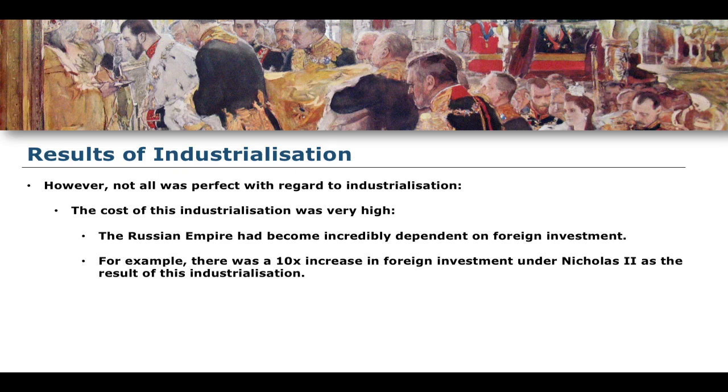In terms of some statistics, therefore, for example, there was a 10 times increase in foreign investment under Nicholas II as the result of these industrialization projects. So we can see that there's some pros and some cons to the industrialization process that we see. We see that industrialization clearly happened, and that industrialization clearly led to stronger economic growth in the same sense that industrialization did for every single economy that went through this process. However, there was still some problematic elements to it, specifically the fact that there was a heavy reliance on foreign investment in the industrialization projects, which meant that there was therefore quite a lot of debt that the Russian Empire had to pay off.